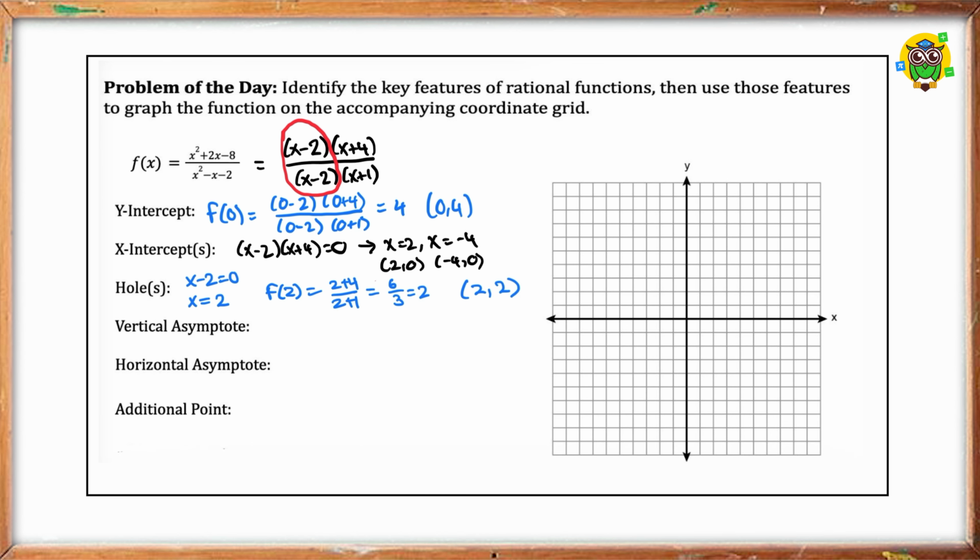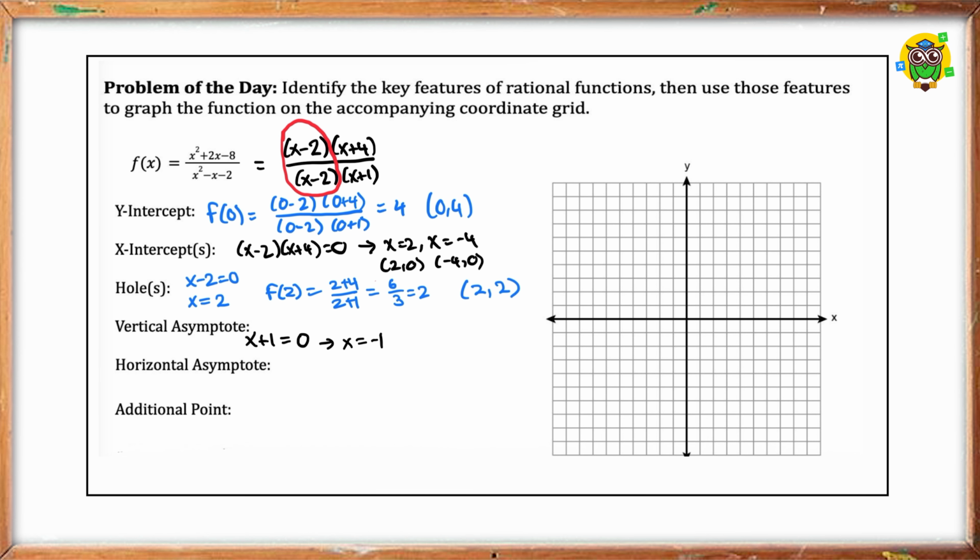We can now move on to finding our vertical asymptote. We are going to be using the remaining factor in the denominator. This is x plus 1, and we are going to be setting this equal to 0 to solve for x. x is equal to negative 1, and this is our vertical asymptote.